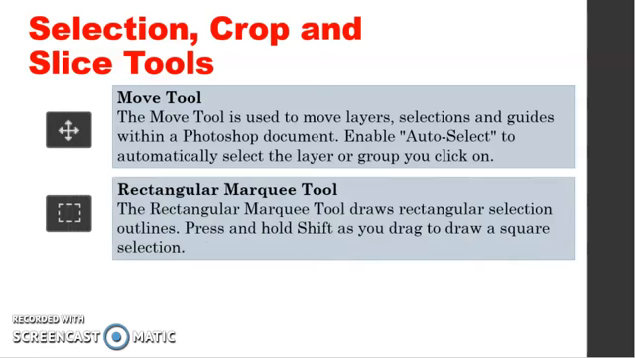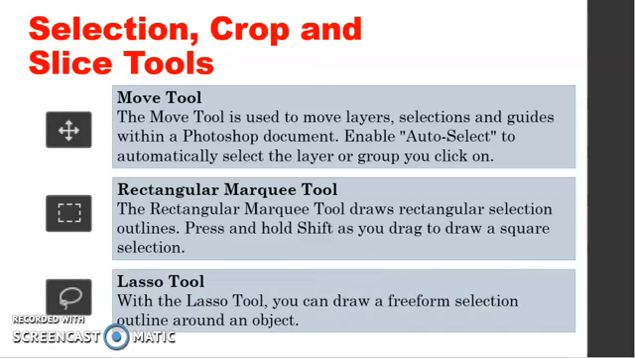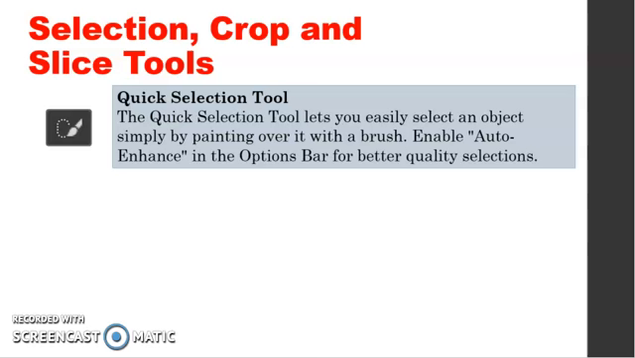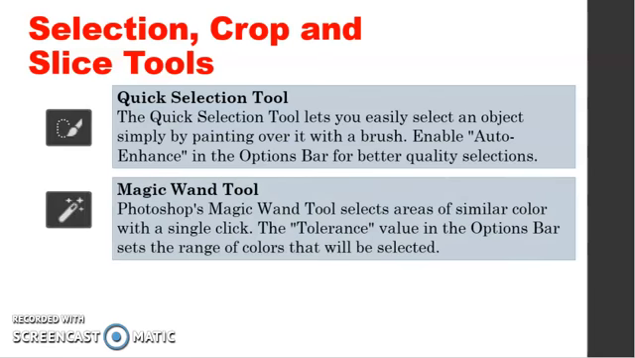We have the rectangular marquee tool. It draws rectangular selection outlines. All you have to do is press and hold Shift as you drag to draw a square selection. We have the lasso tool. With the lasso tool, you can draw a free-form selection outline around an object. Also under selection, crop, and slice tool, we have the quick selection tool. It lets you easily select an object simply by painting over it with a brush. Next, we have the magic wand tool. It selects areas of similar color with a single click.